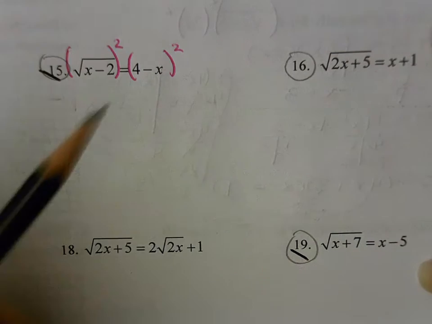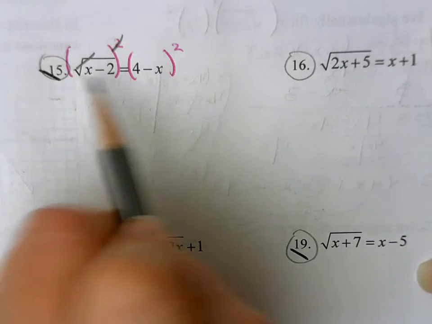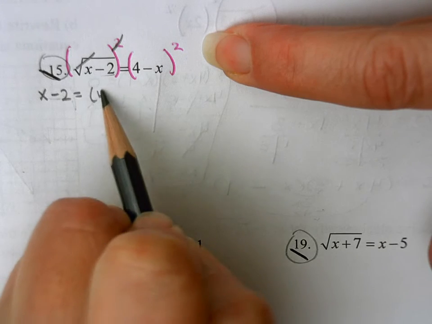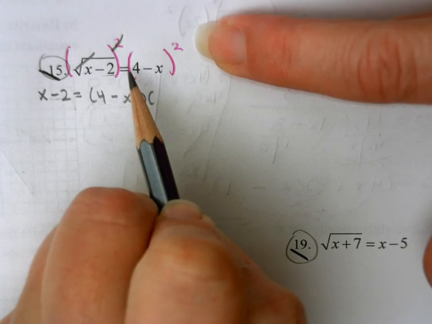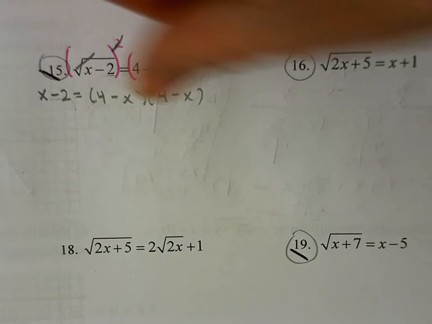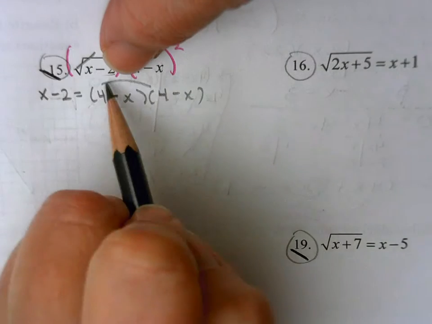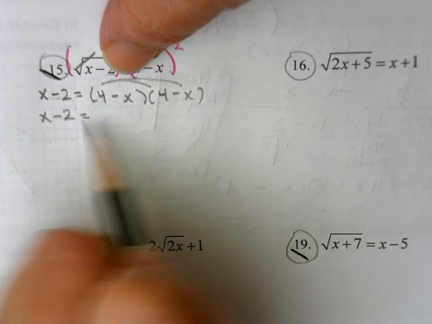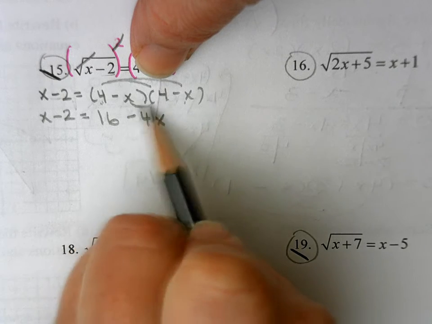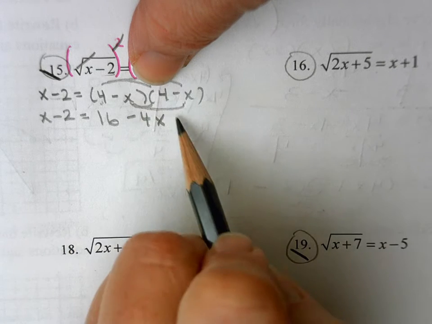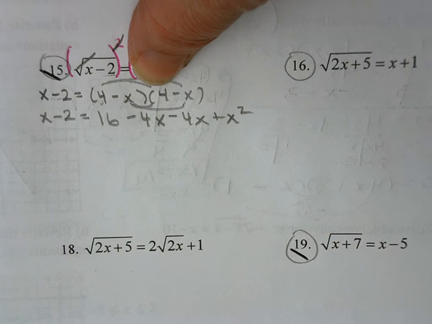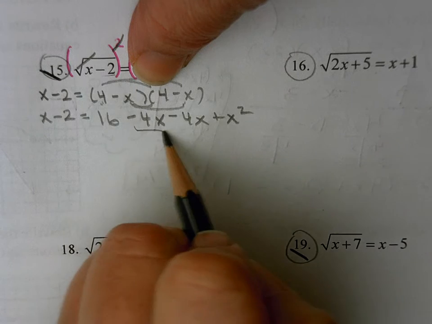So on the left side, the root and the square are going to cancel each other out, leaving me with just x minus 2. And then on this side here, I want to write this twice, because squared means I have 2 of them and there's no root to cancel. And then I want to distribute, right? I want to distribute to get rid of my parentheses. So I'm going to distribute the 4 into both of those terms. So 4 times 4, 4 times negative x. And then I want to distribute the negative x into both of those. So negative x times 4, and then negative x times negative x. And then I can combine these two together, so I'm going to do that.